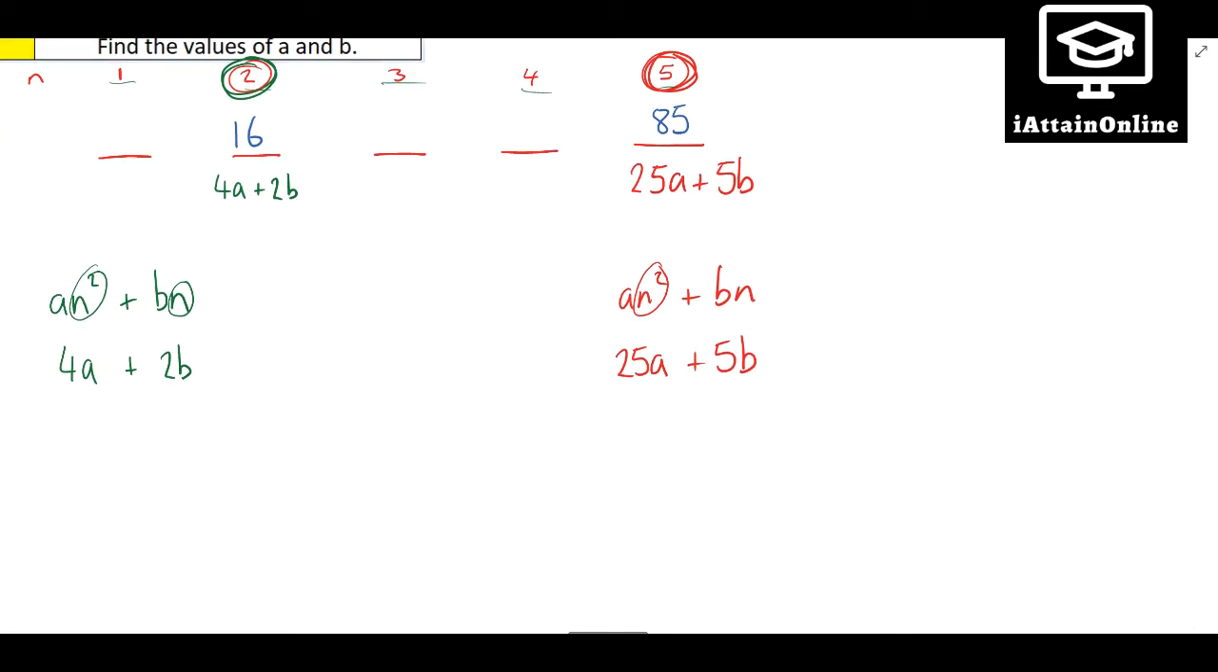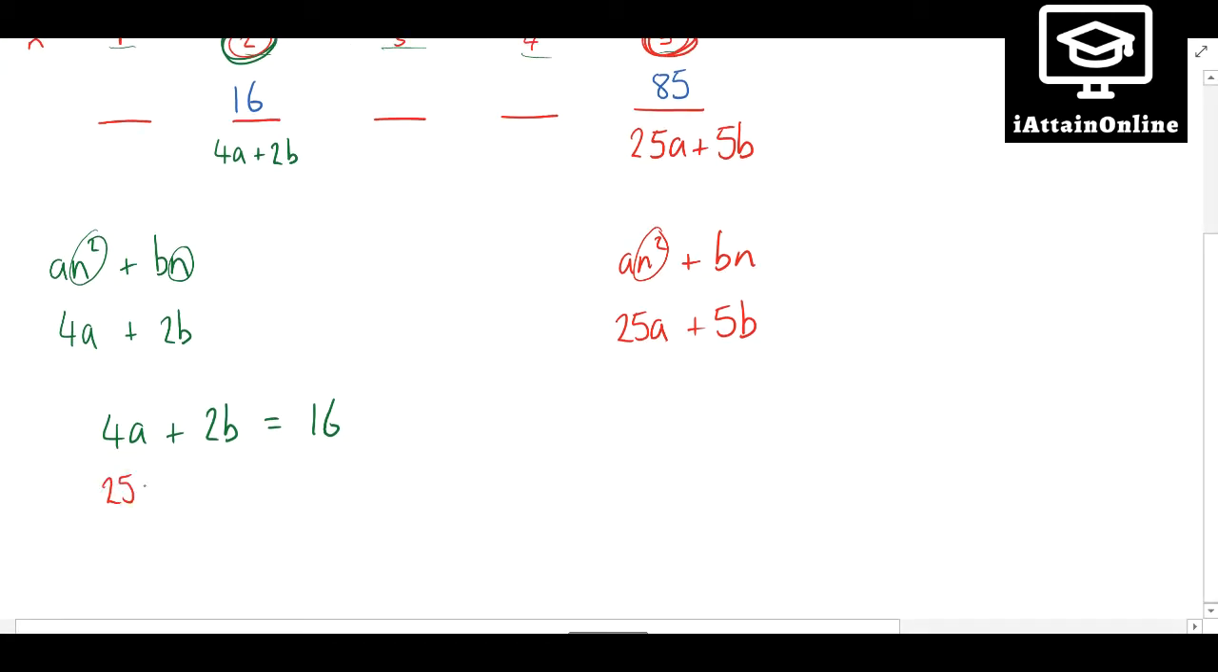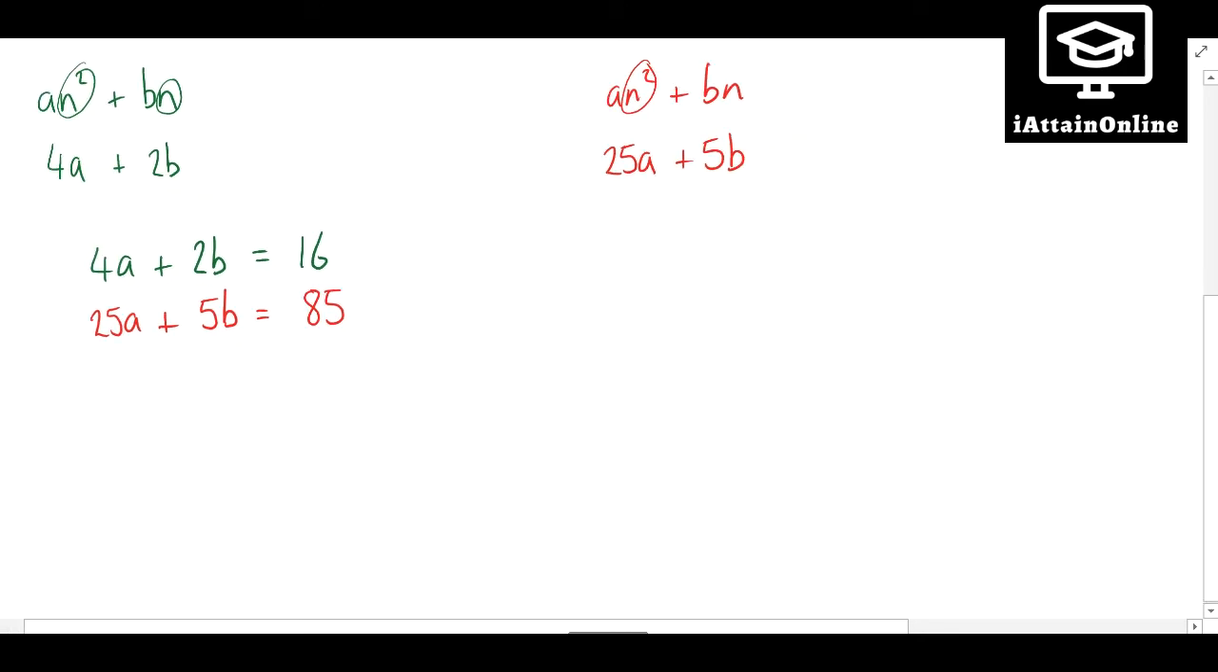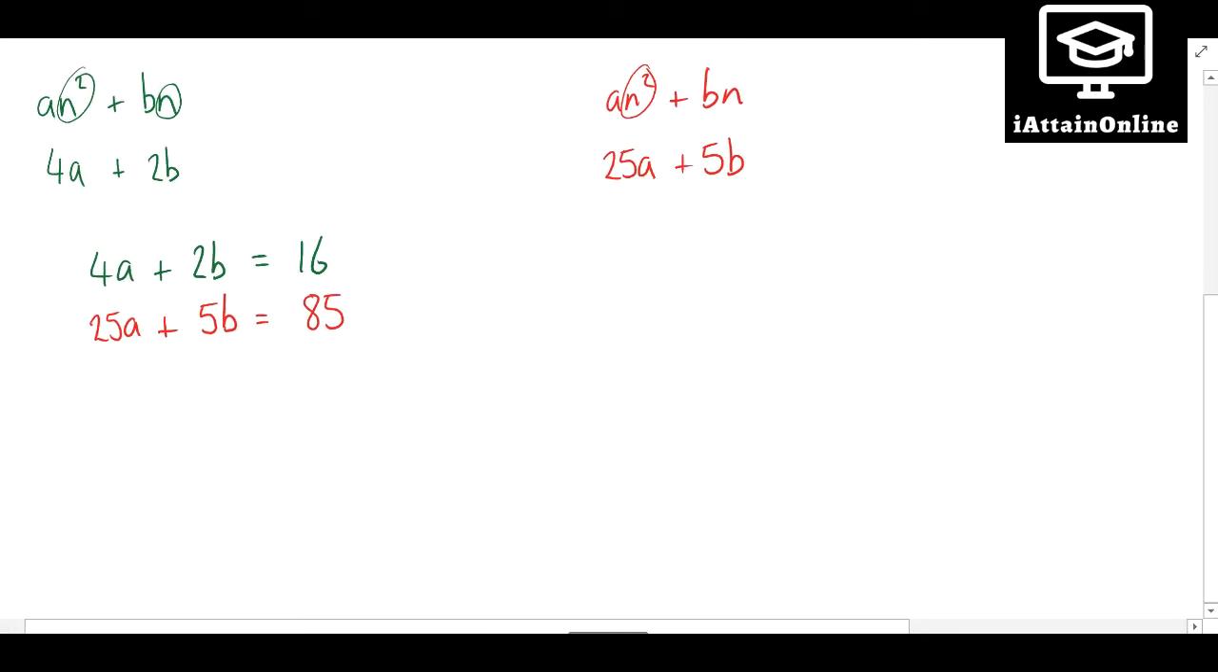This is where the simultaneous equations come in. So taking the first one, 4a plus 2b, we know that is equal to 16. And now we're going to do 25a plus 5b is equal to 85. Now, this isn't a video on simultaneous equations, but you do need to remember that when you're adding or subtracting with simultaneous equations, you want either the coefficients of the a's or the b's to be the same. In this case, they're not. I'm going to call that equation 1 and that equation 2.